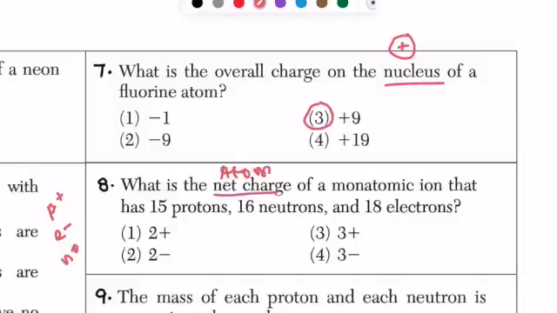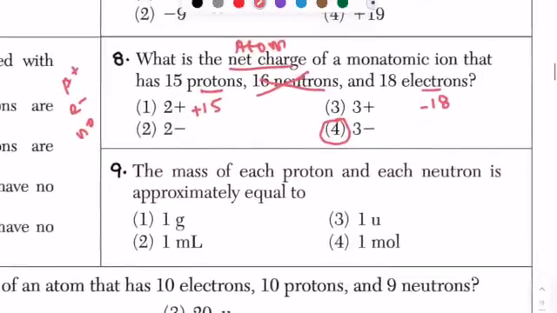And that depends on the number of protons and the number of electrons. The number of neutrons does not matter because they have a charge of 0. So in this case, we have 15 positive charges and 18 negative charges. Overall, as you can see, we have more negative charge, so you just have to calculate that difference. Because it's 3 more negative charges, the overall charge is going to be -3.